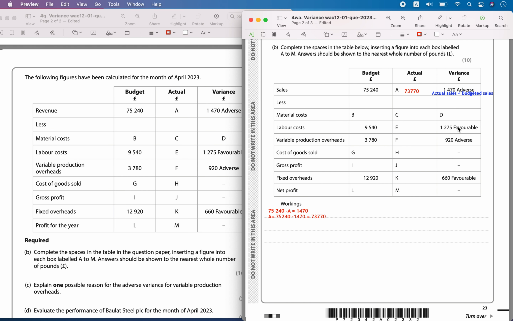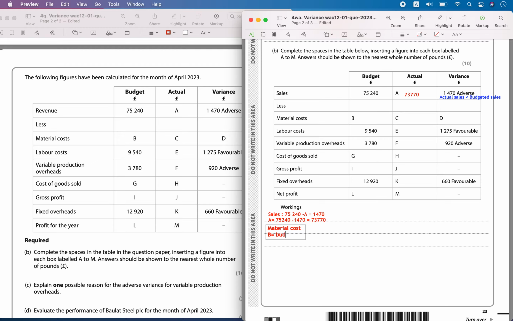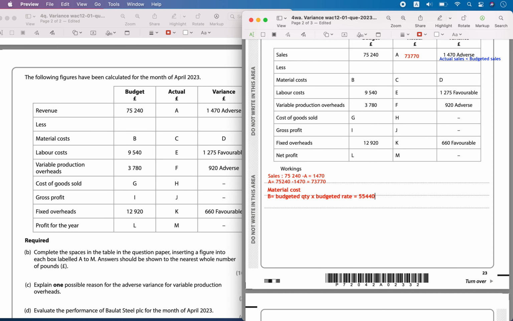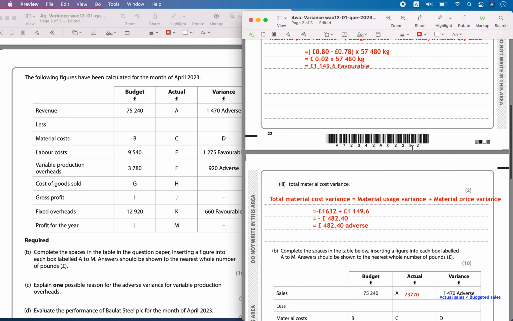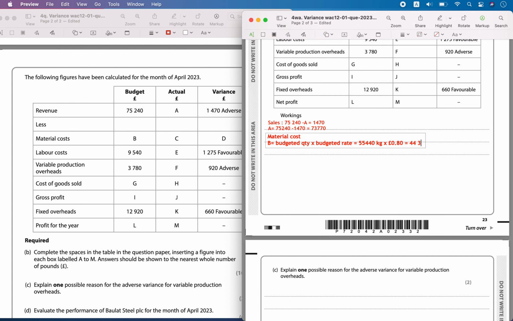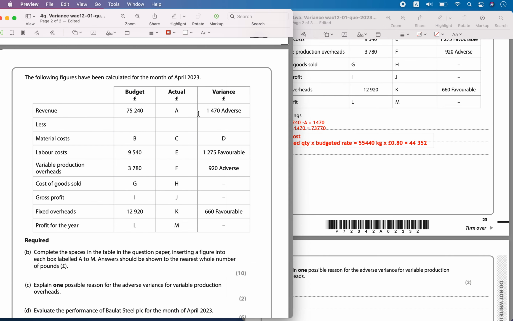Now we can see material costs. We will first calculate B. B is equal to budgeted quantity times budgeted rate. So that is going to be equal to, budgeted quantity was 55440 kgs at the rate of 0.8, which is equal to 44,352 pounds.